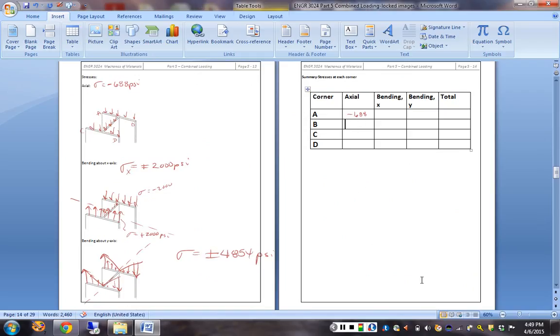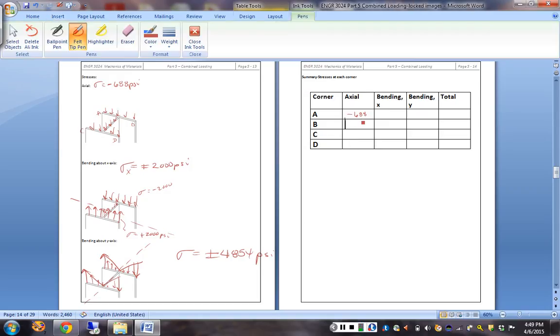All right, so what is my axial contribution at point B? It may be the same thing. That's right. So axial at point B is minus 688. Axial contribution at point C, minus 688. Axial contribution at D, minus 688. The axial stress is constant over the whole surface.